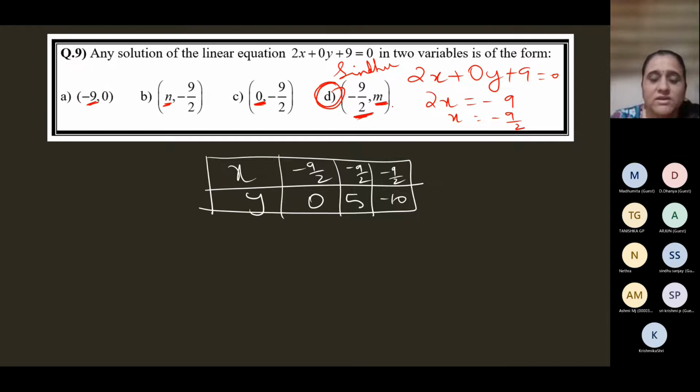And m suggests that the value of y can be anything. m is a variable. It's not a constant. That means a variable can take any value. Minus 9/2 is a constant. For x, it is minus 9/2. It's a constant. So that means the value of x is always minus 9/2 for any value of y.